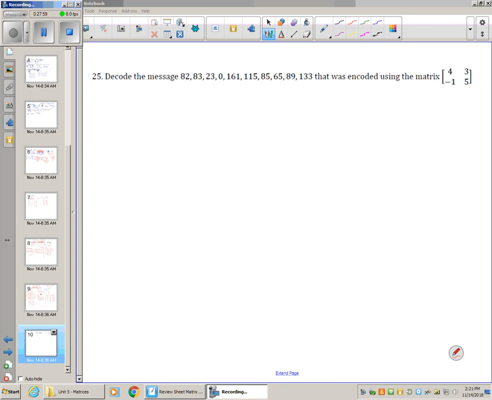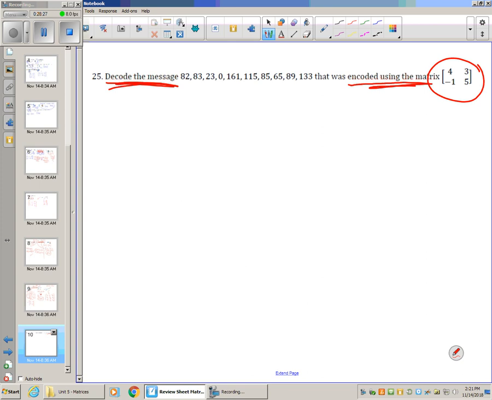And lastly, the last thing I want to do with you is talk about how to decode a message. This was the last application of the 4 applications we did with matrices. It wants us to decode the message 82, 83, 23, 0, all the way to 133 here. It was encoded using the matrix 4, 3, negative 1, 5. So this square matrix was used to encode it. To undo it, I need to do the inverse.